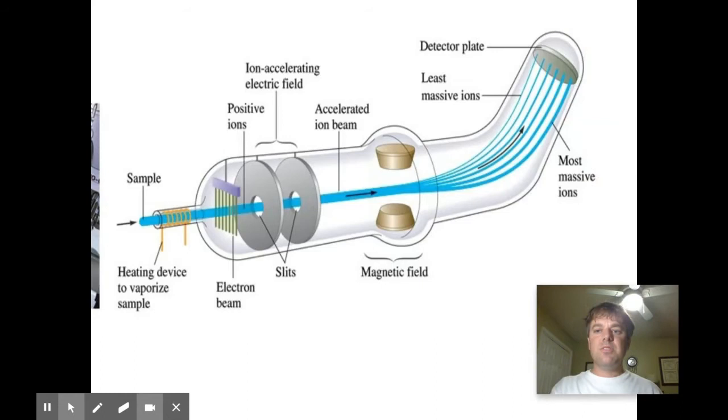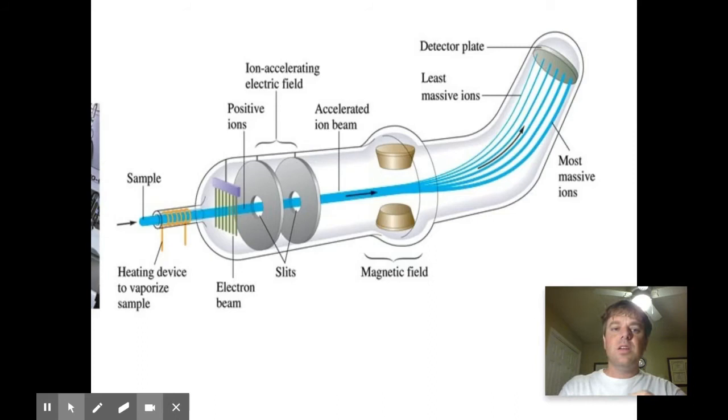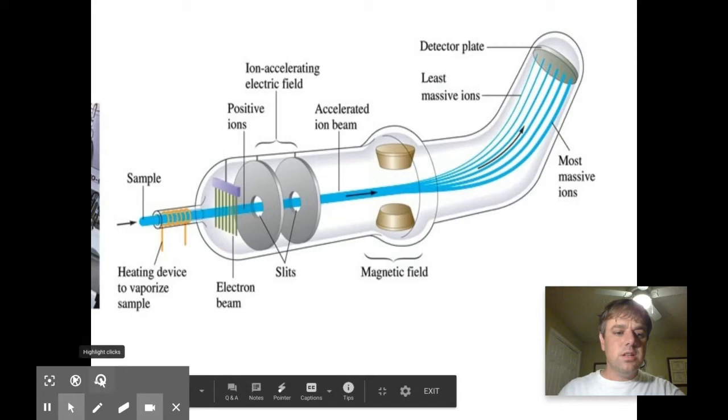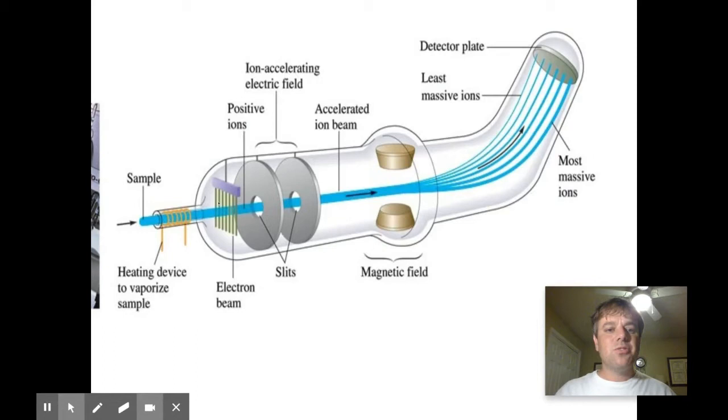But first, let me show you this image of how a mass spectrometer actually works. So you take a sample and you inject it into this section right here, where it says sample, and it passes through this beam of electrons, which will actually strip the electrons off of your atom or off of your sample. And then there are these two positively charged disks right here, which will attract those atoms through it and accelerate them.